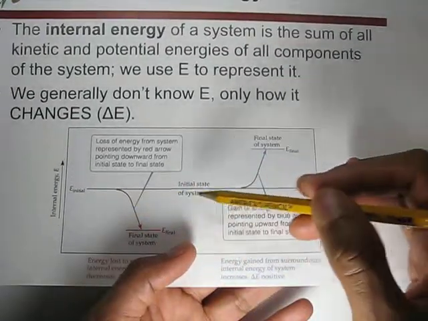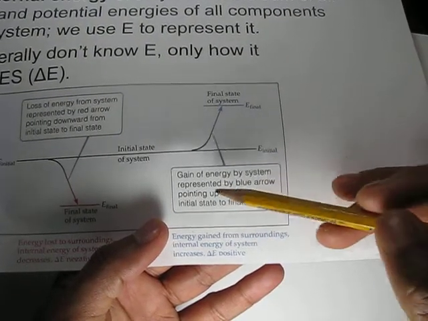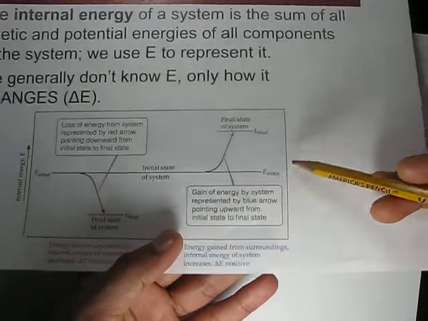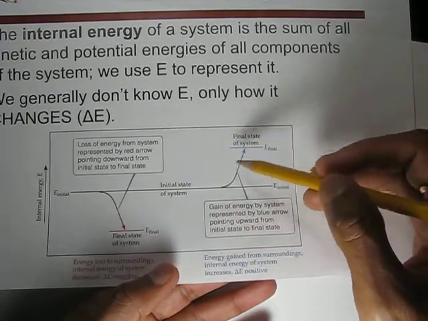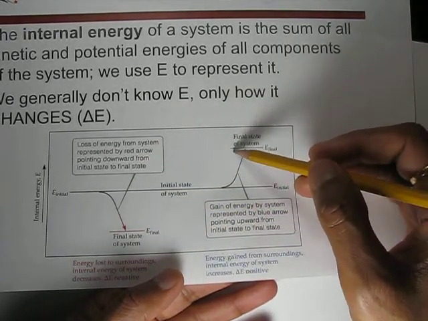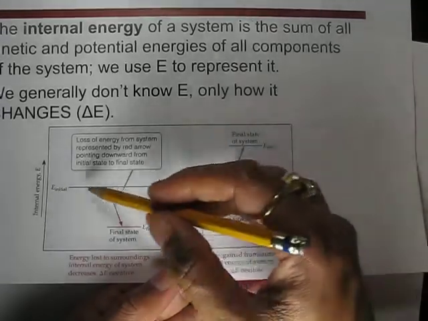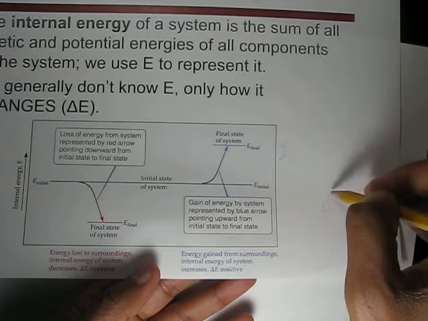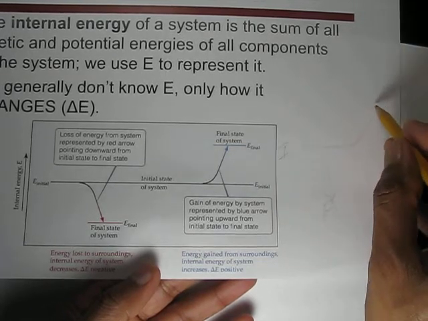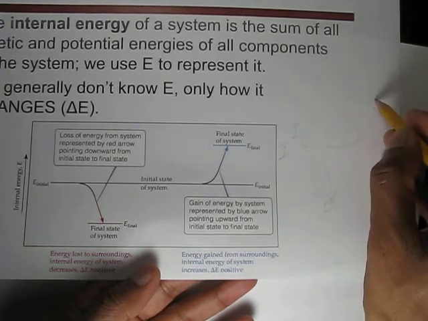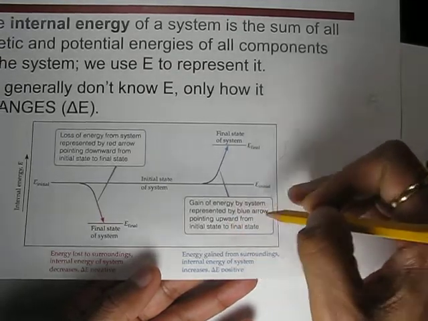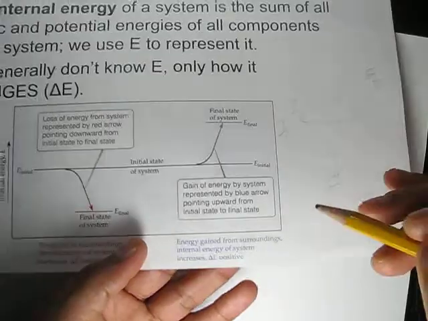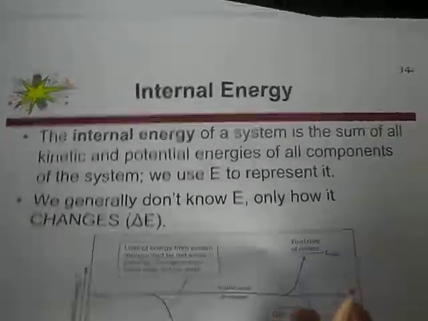But in case the system gains energy, the gain of energy by the system is represented by the blue arrow pointing upward from the initial state to the final state. So if any system gains energy, we represent that with an arrow that goes up. If the system is moving like this, this is the initial state, this is the final state, it means we are losing the energy. And if the system shows this kind of graph, it means we are gaining energy. Energy gained from the surroundings, the internal energy of a system increases, means delta E is positive. What is the meaning of positive and negative, we will see in the next slide.